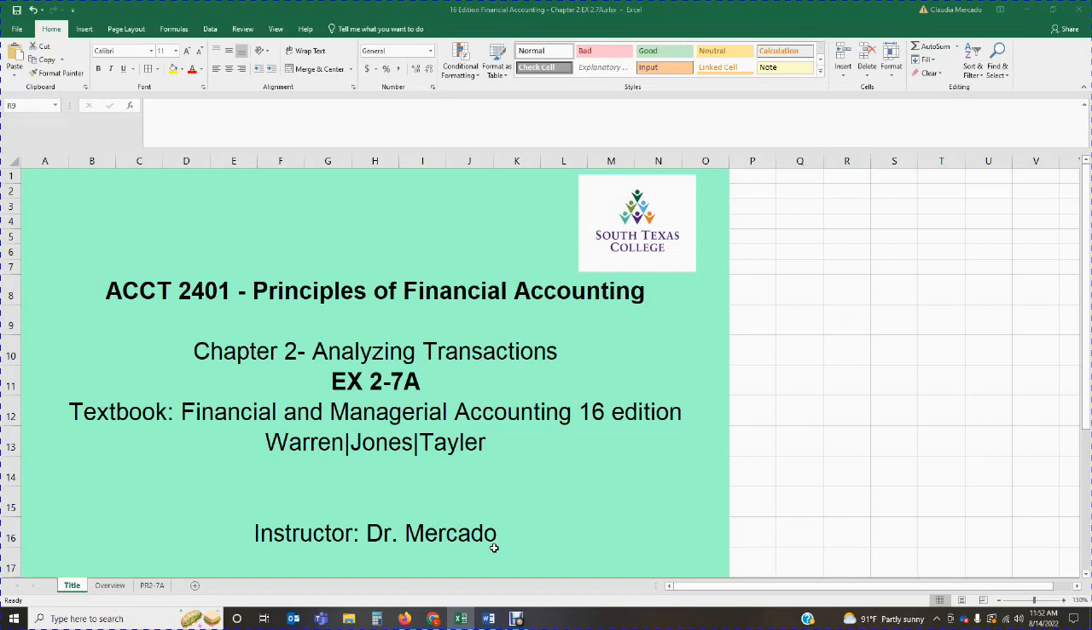This is Dr. Mercado speaking, and in this lecture we are going to begin covering Chapter 2, which deals with analyzing transactions. Now this particular lecture we are going to be covering how to complete exercise 2.7a, which basically deals with journalizing transactions in a general journal.